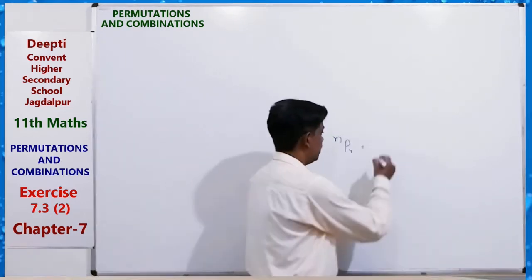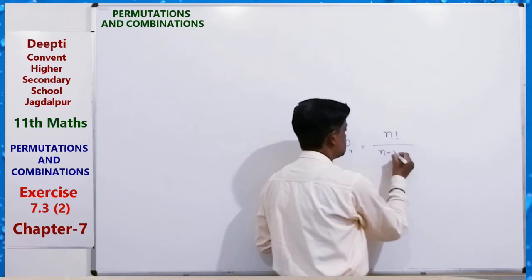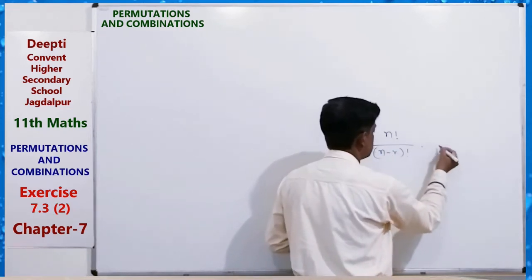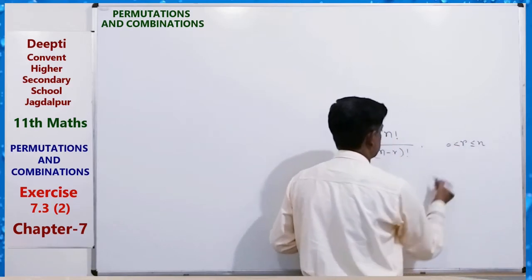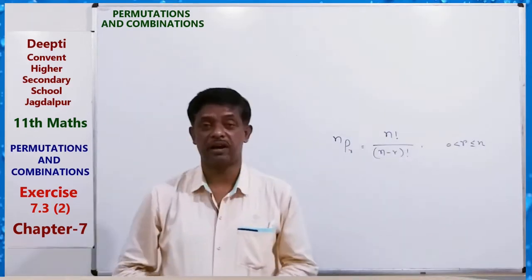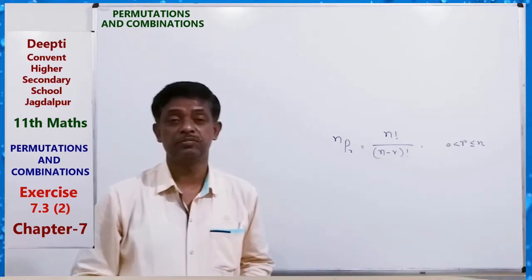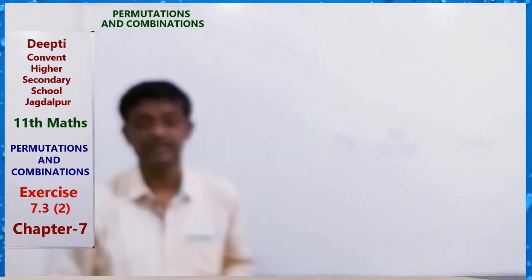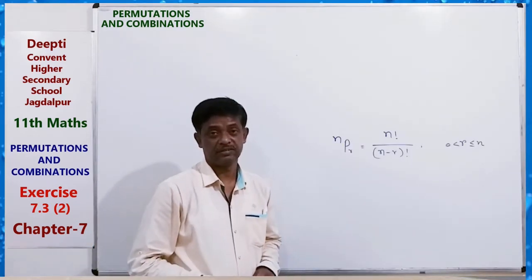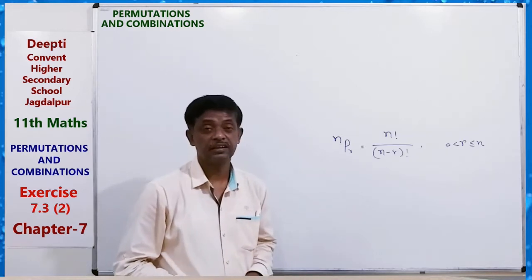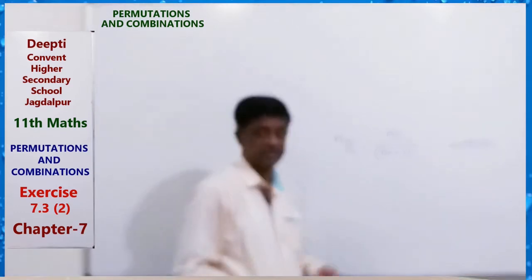And the formula is what? n factorial upon (n minus r) factorial, where r is less than or equal to n and greater than 0. This is the formula for nPr. From 5 objects we can select 2 objects in how many ways? nPr gives the answer. It gives selecting and arranging in a definite order r objects from n objects.